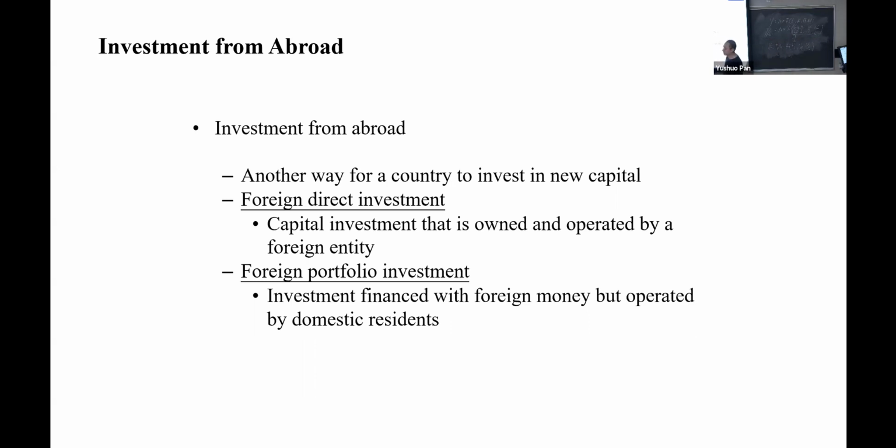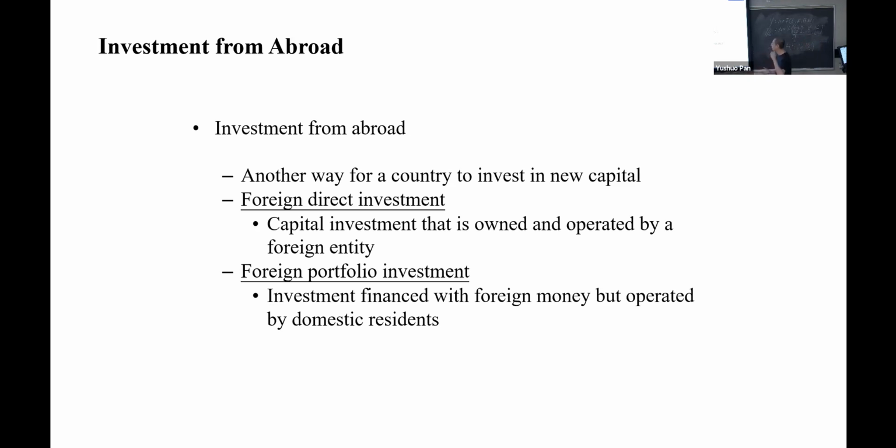And in that case, the foreign company can make all the decisions by themselves, like increasing the productivity, decreasing the land, or firing some laborers. All decisions could be decided by the foreign company. So that's the direct investment. But the foreign portfolio investment is different.